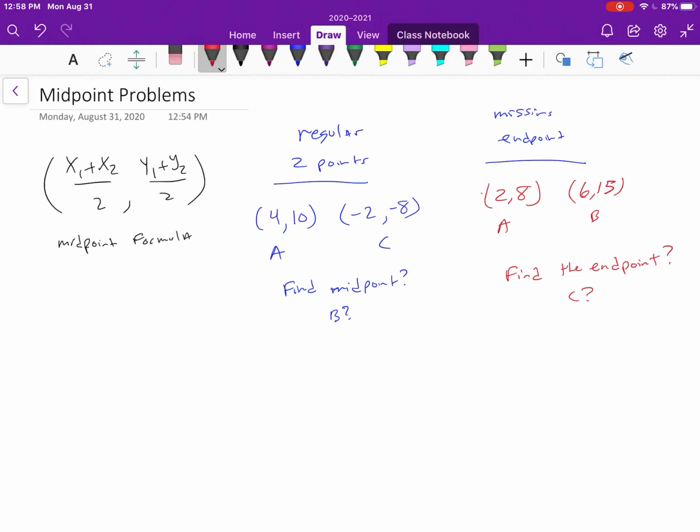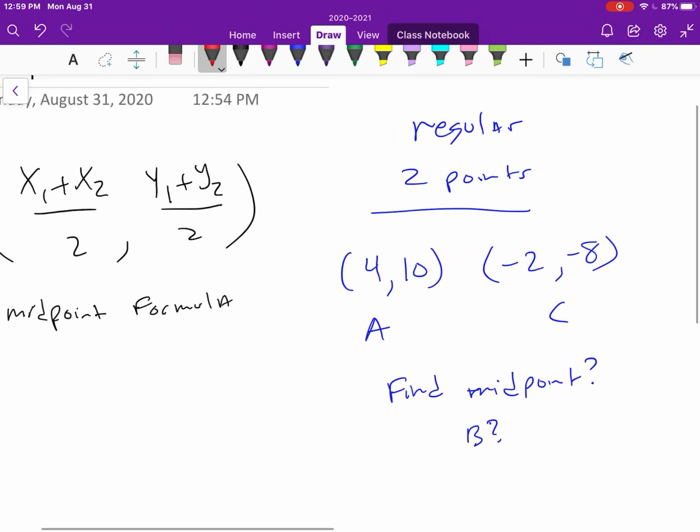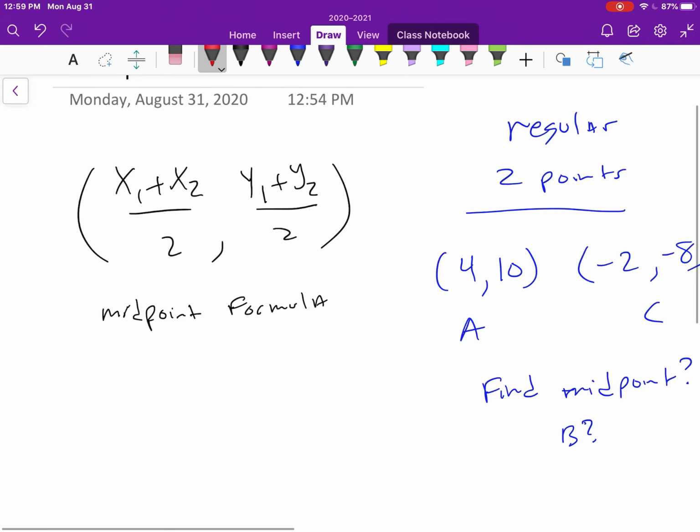So in this video we will go ahead and discuss the different types of midpoint problems that you will encounter. Ideally they'll come out to you being regular, or just the regular two points that you're given, and then the missing endpoint. Now you have to have a full understanding of how the midpoint formula works.